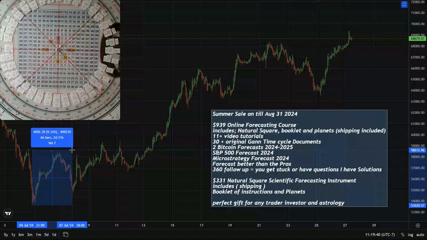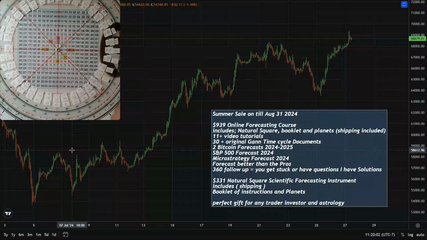So 67, 68, 69. So 67 finishes our sine wave here. So let's just pay attention to that. 66, it's showing here on this hourly. So this is our vibration. Let's just go ahead now and let's just go check on that.